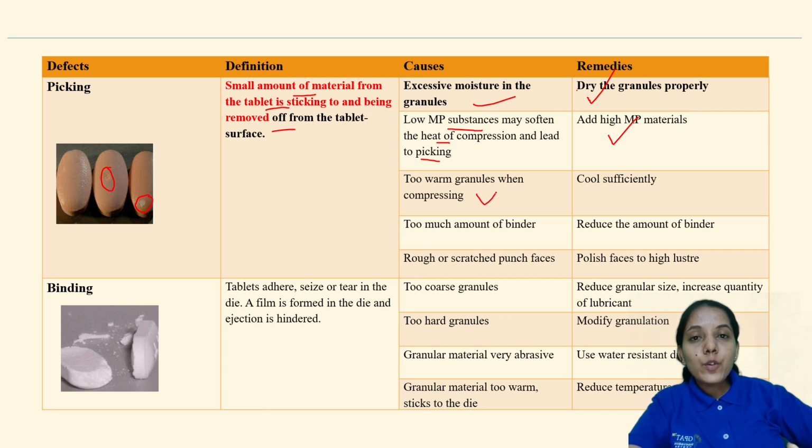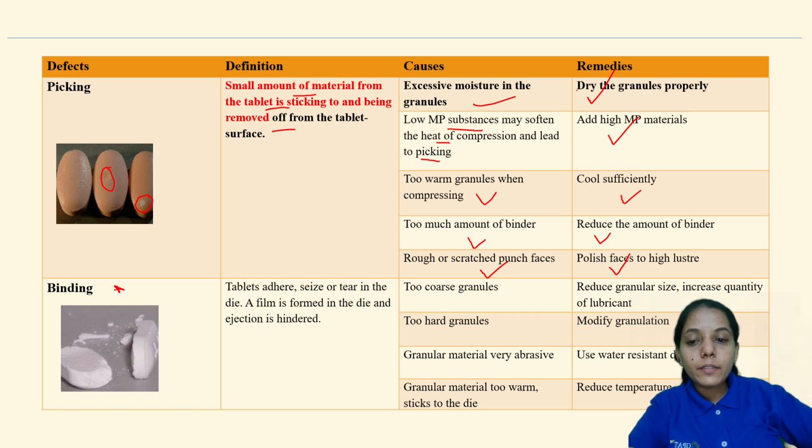Next is warm granules when compressing. For example, sometimes the granules are warm while compressing. Then we have to cool the granules sufficiently. Next is too much binder. If too much binder is present, then picking may also occur. We have to reduce the amount of binder. Next, rough or scratched punch faces. For example, if the faces are not polished properly, then we have to polish the faces to a high luster.